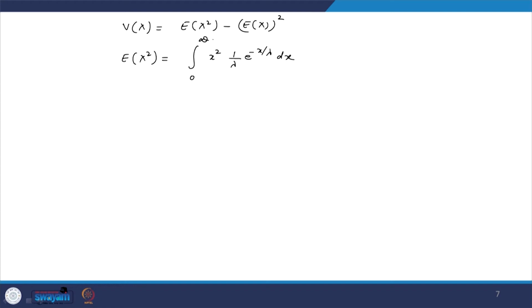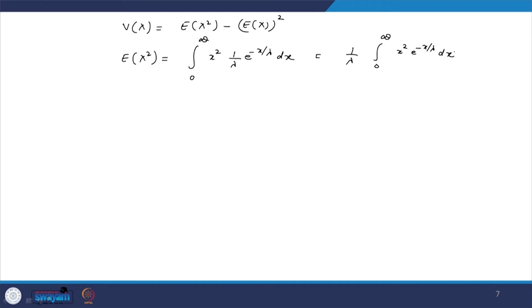So, for variance we have to first compute the variance of x, which will be the expectation of x square minus the expectation of x whole square. And the expectation of x square is the integral of x square into 1 upon lambda e raised to minus x upon lambda dx from 0 to infinity. This is 1 upon lambda integral 0 to infinity x square e raised to power minus x upon lambda dx.